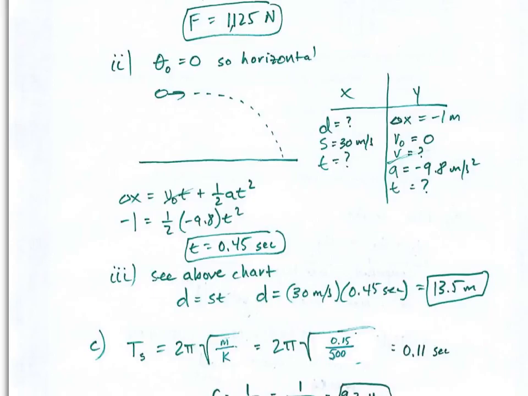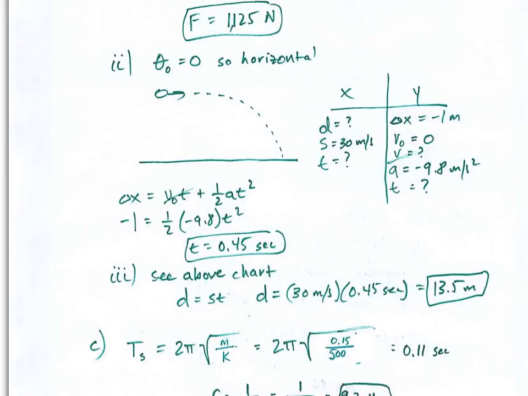We know that the initial velocity in the vertical direction is 0. We know the acceleration of gravity is -9.8, or if you wanted to use -10, that's perfectly acceptable as well. And we're trying to solve for the time. Now, we don't know the horizontal distance yet, so we cannot use the x side yet. We have to look at the y. So we look at our kinematics equations. Delta x is equal to v naught t plus 1/2 at squared, and we get a time of 0.45 seconds.